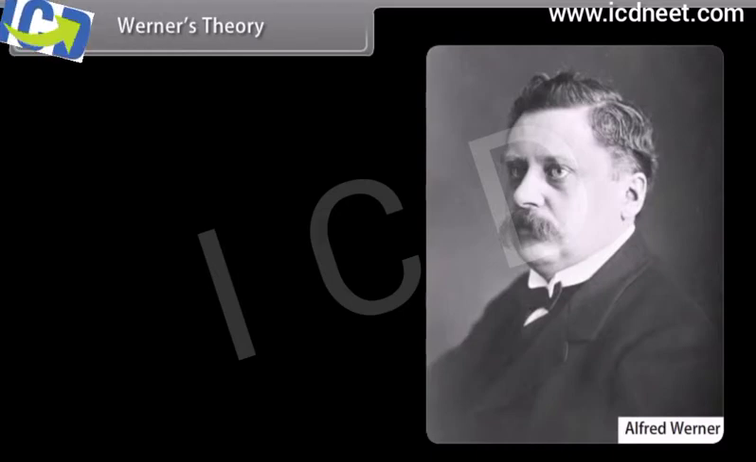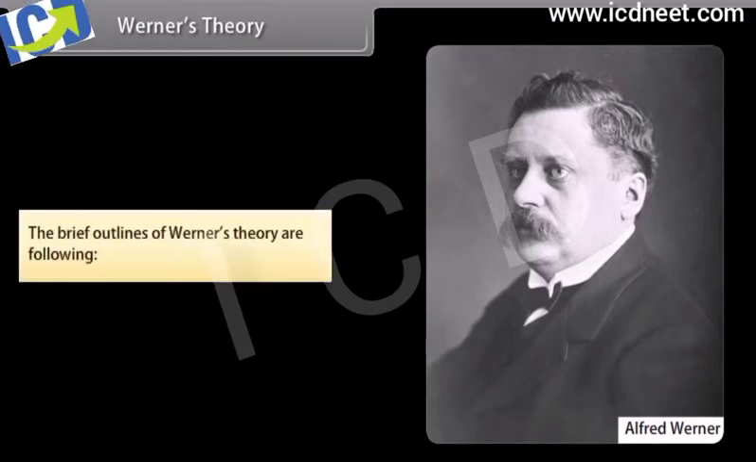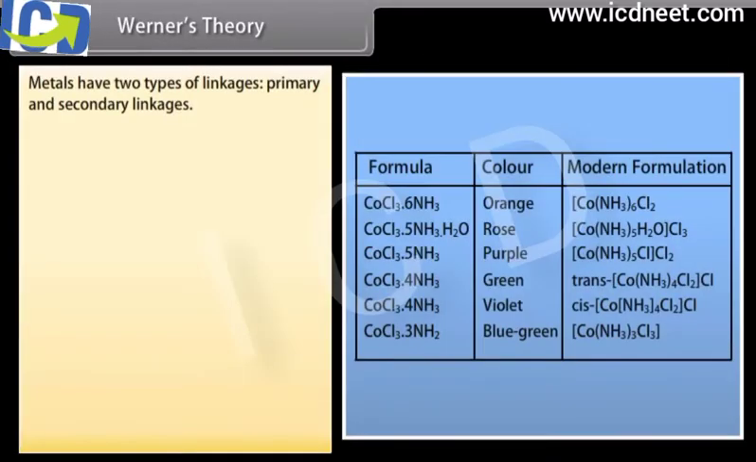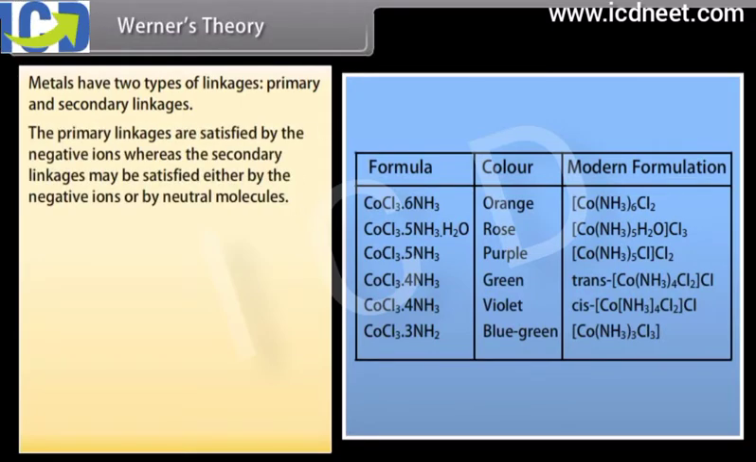Werner's Theory. In 1893, Alfred Werner successfully explained the properties of coordination compounds in terms of their structure. The brief outlines of his theory are following. Metals have two types of linkages, primary and secondary linkages. The primary linkages are satisfied by the negative ions, whereas the secondary linkages may be satisfied either by the negative ions or by neutral molecules.